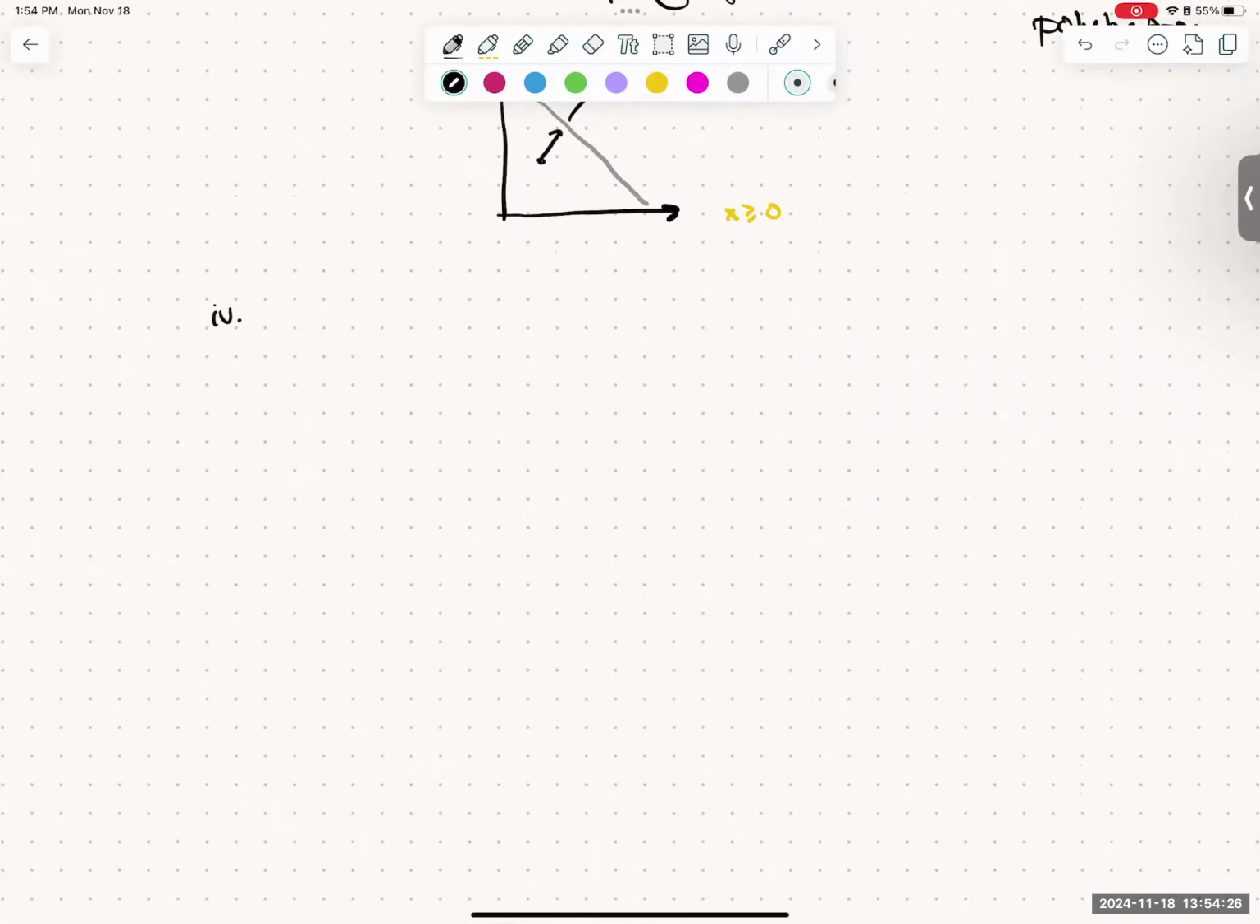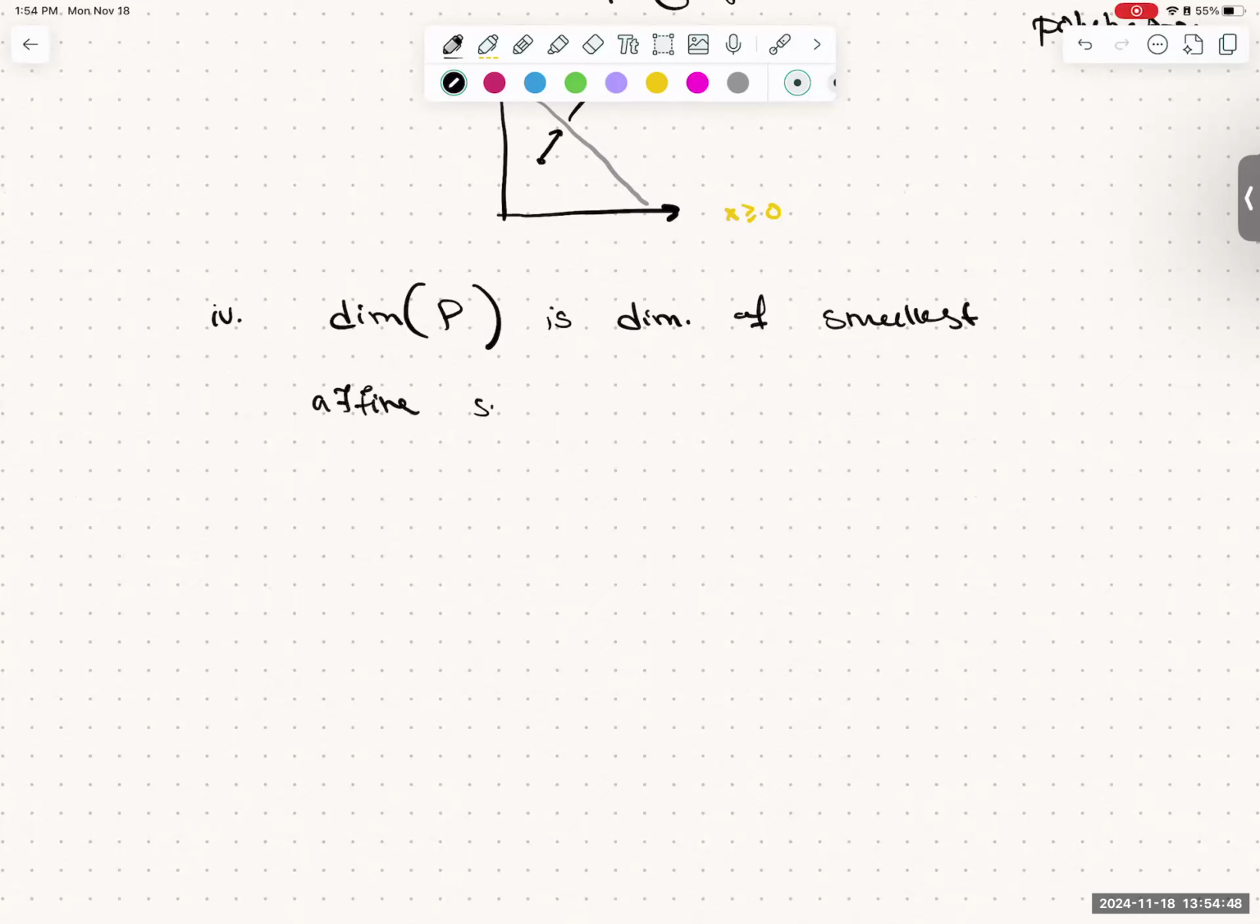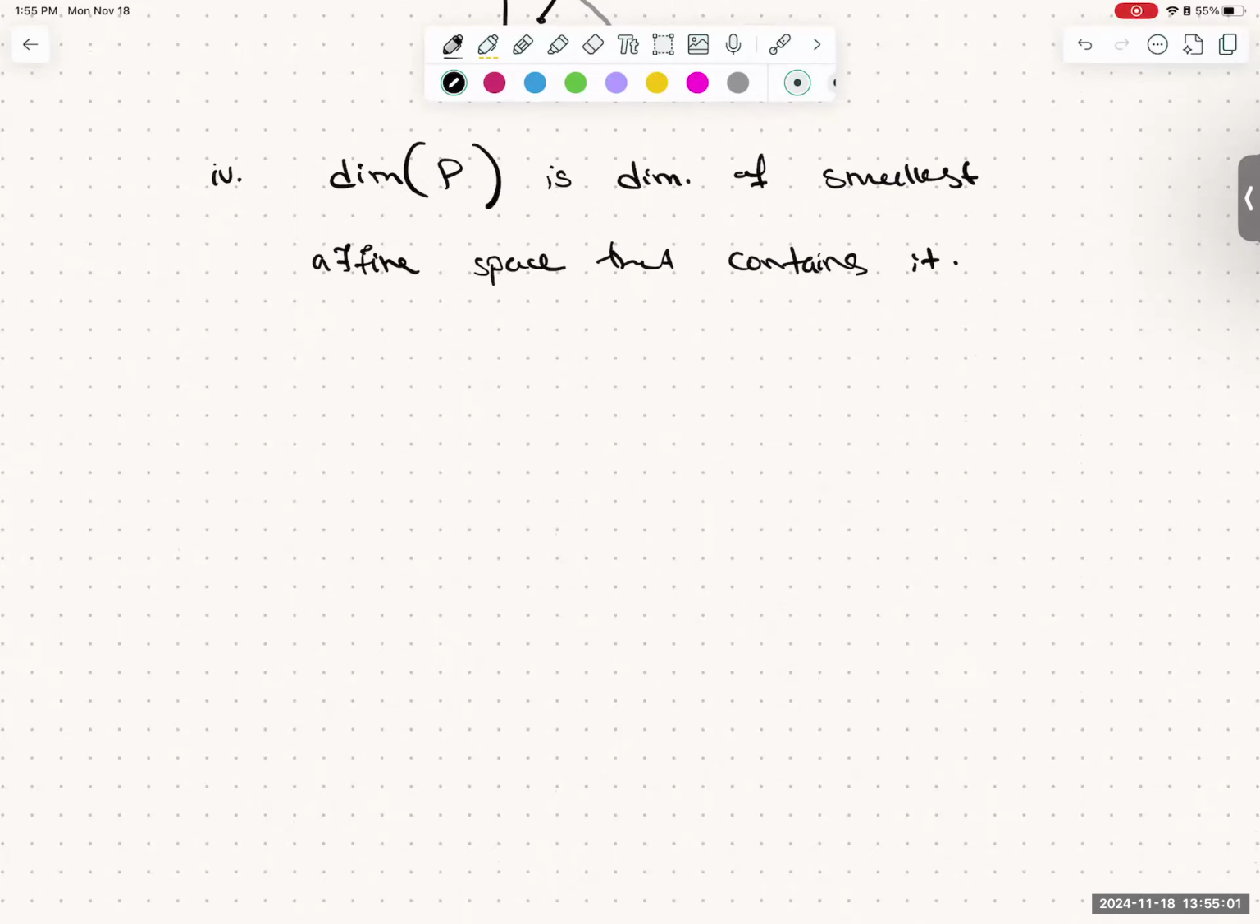Okay, so some other things that I will just be freely using. What do I mean by the dimension? The dimension of a polytope is the dimension of the smallest affine space that contains it. I will need this to define the notion of a vertex in a sort of algebraic way.